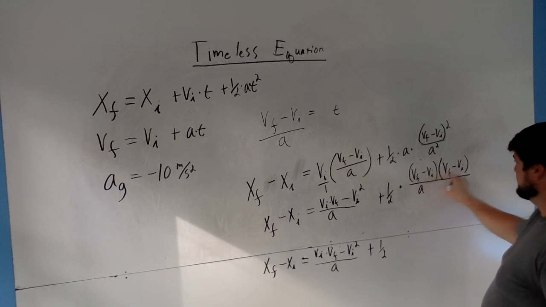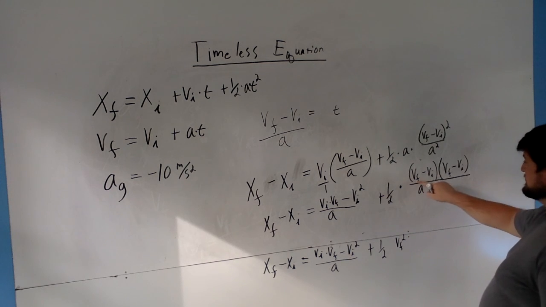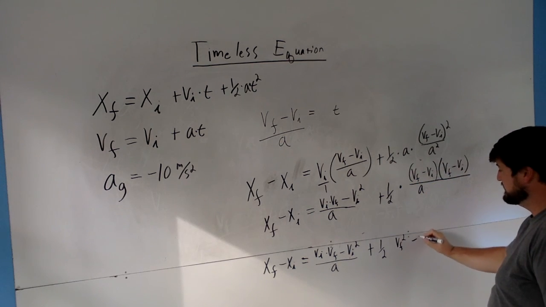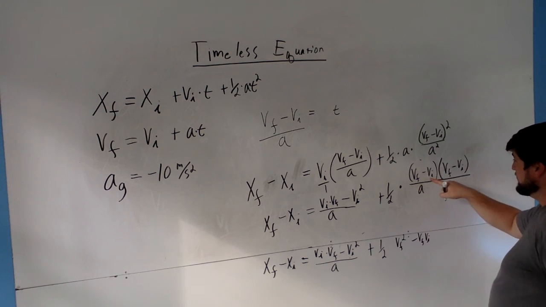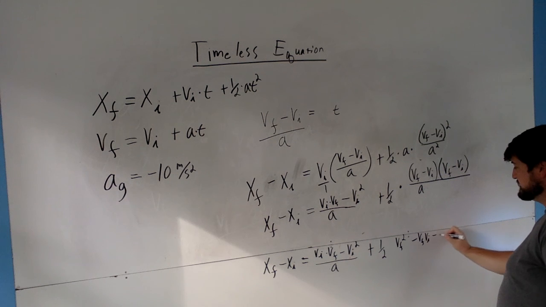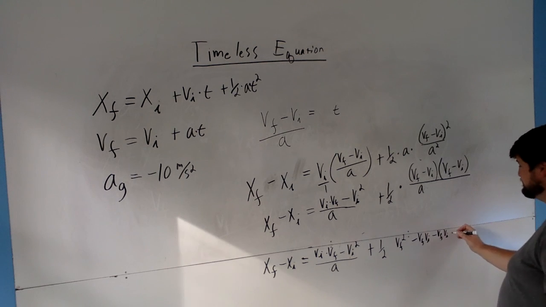So here I've got to figure this out. So I've got VF times VF, so I get VF squared, and then I get VF times minus VI, so I get minus VF VI, and again I go minus VI times VF, so I get another minus VI VF, or VF VI, same thing, right? You can multiply it either way.